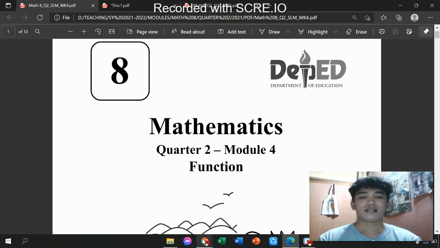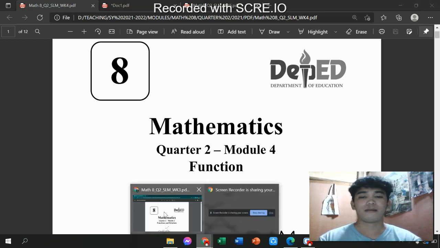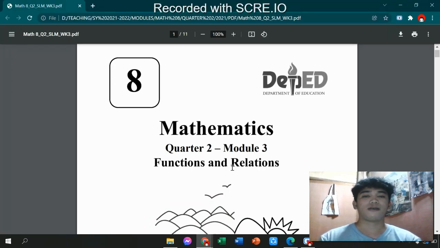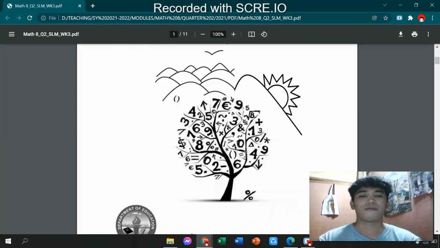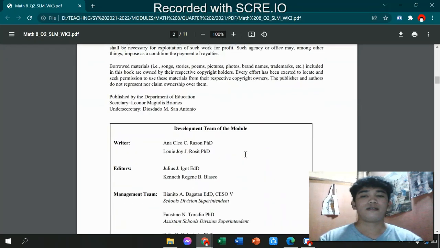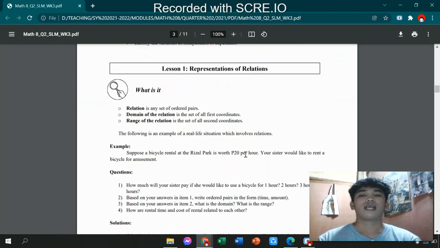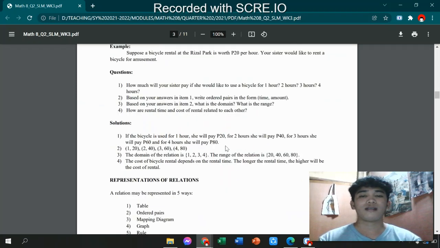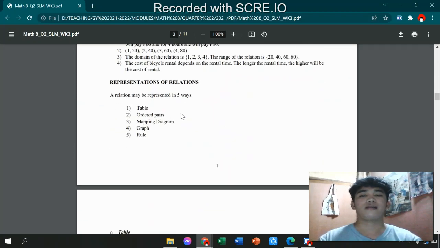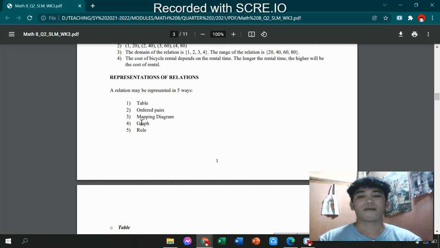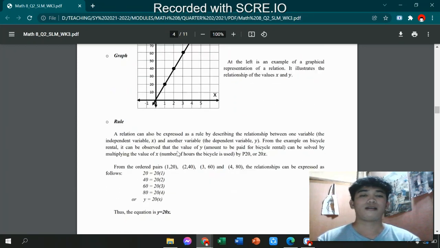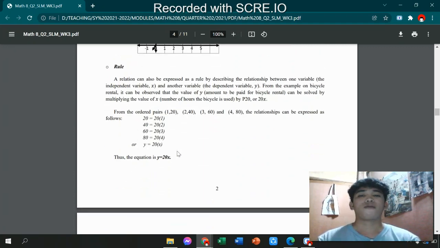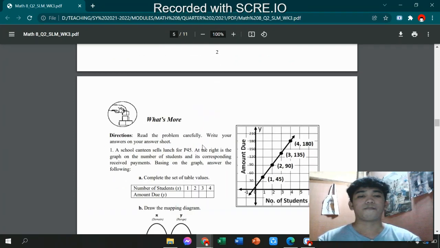So last meeting we talked about functions and relations in module 3. We talked about the definition of a relation, its domain and its range, and we also tackled the different ways in which a relation can be represented. So we have here table, ordered pairs, mapping diagram, graph, and rule. Those are the different ways in which we can represent a relation.